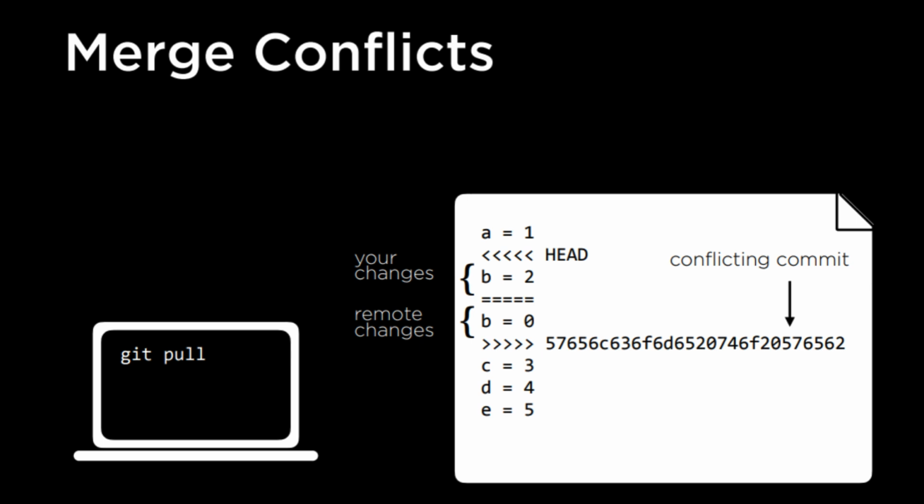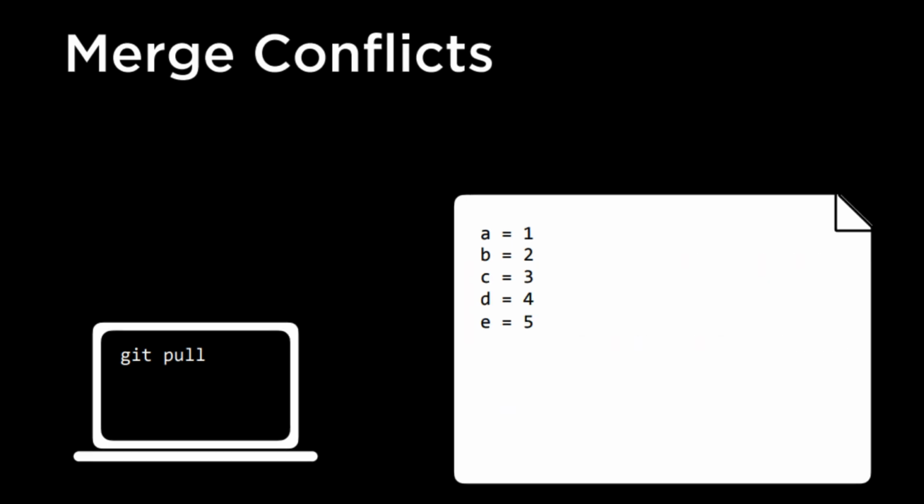For example, it will ask what you want b to be, 2 or 0. So you can get a message like this, and you can easily change it to 2 or 0, whatever you want it to be. Okay, so yeah, this is the merge concept we saw.